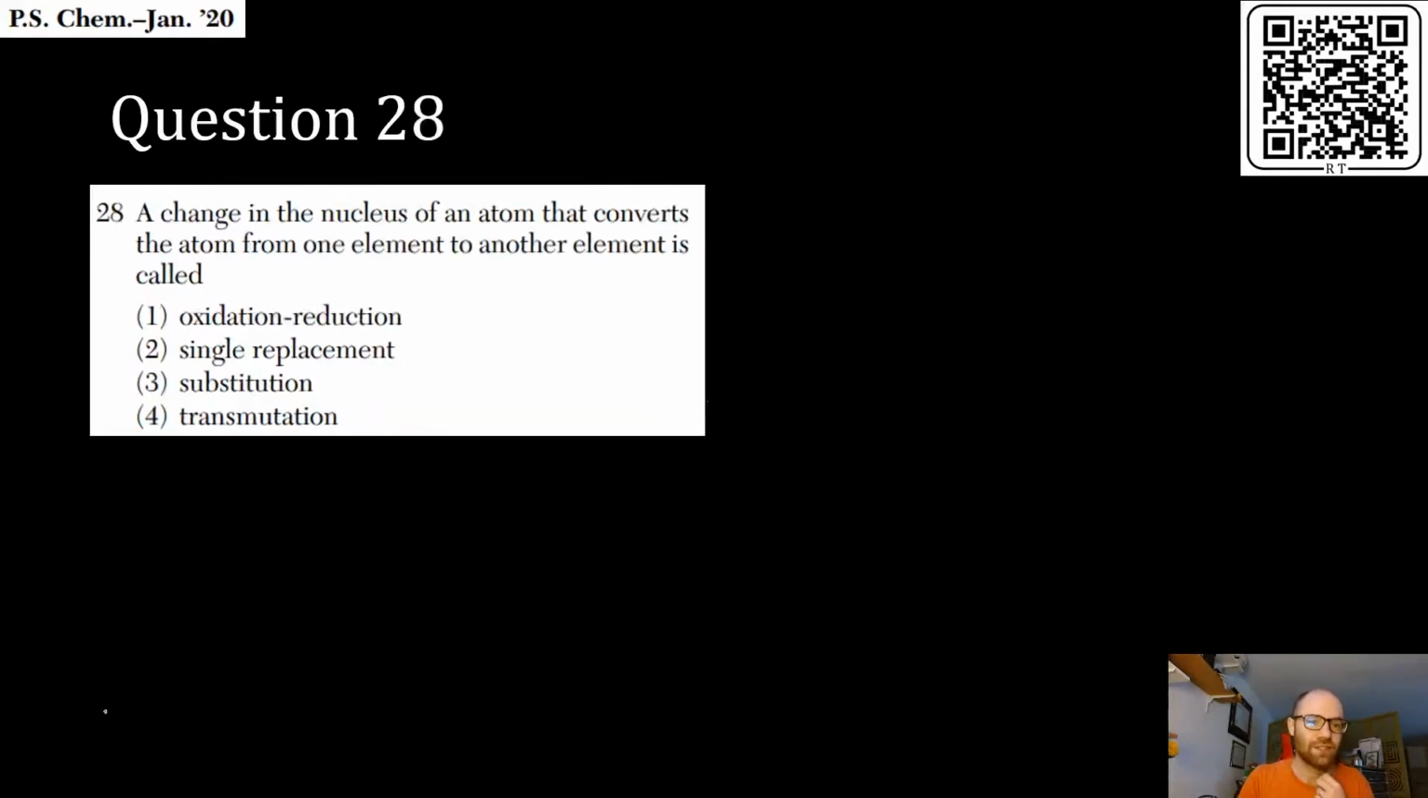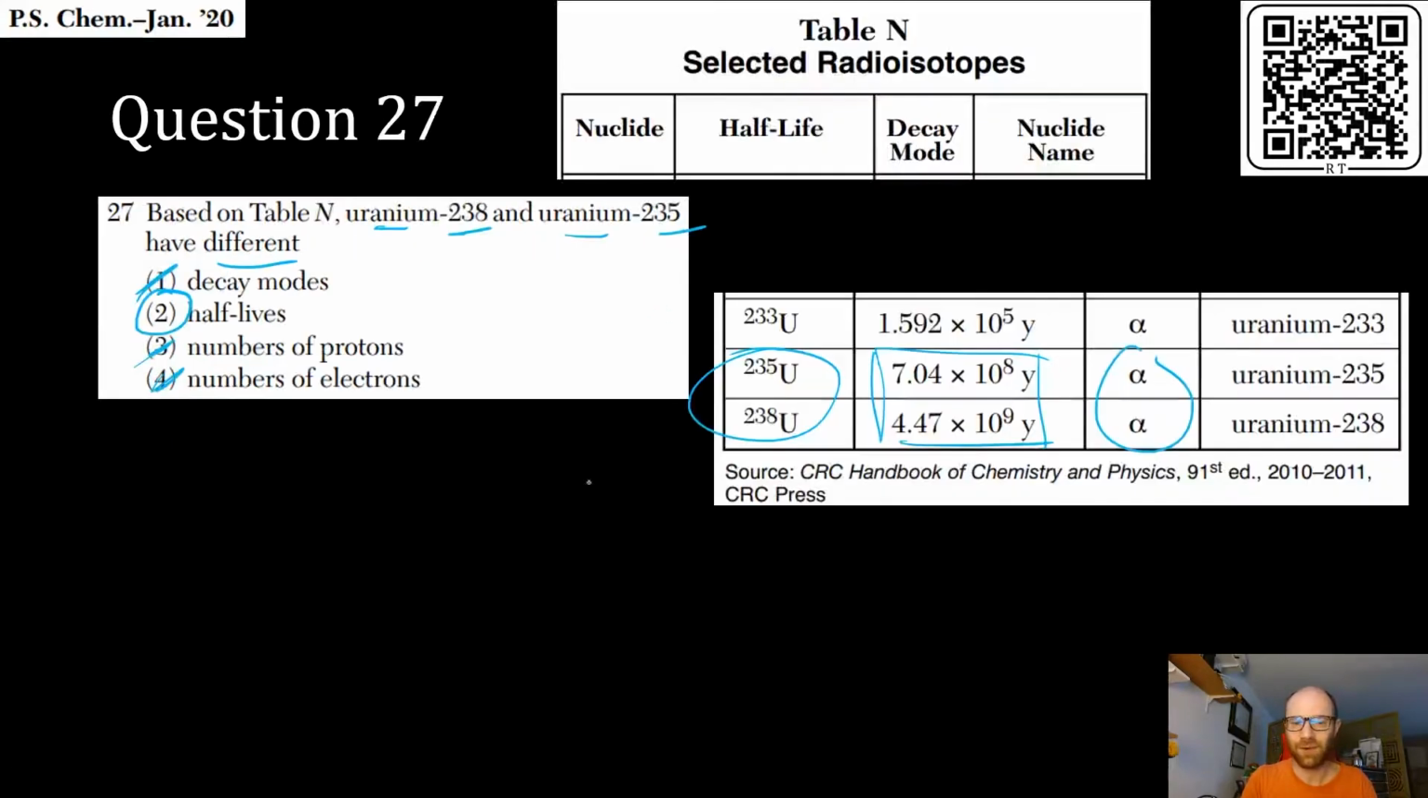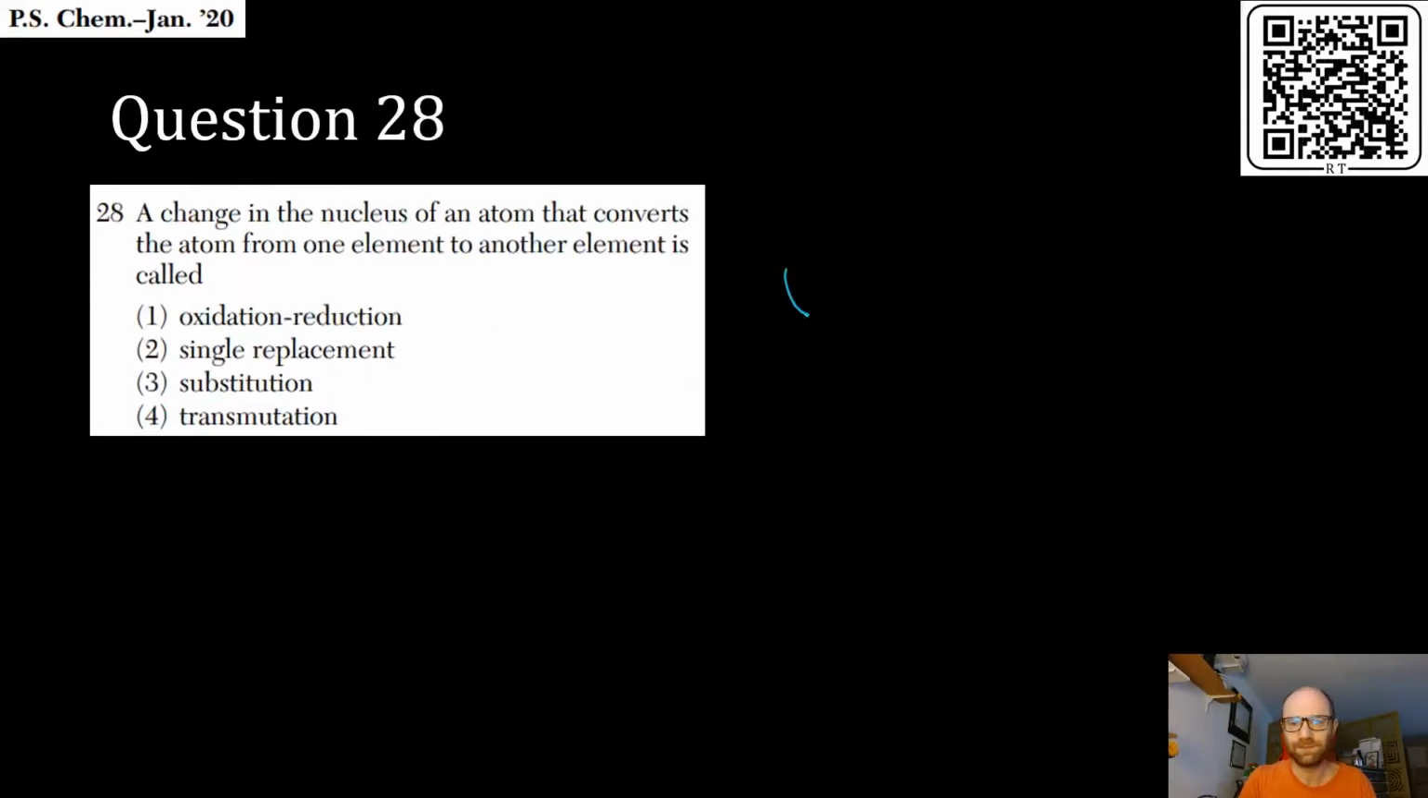28. The charge in the nucleus of an atom that converts the atom from a change. Ooh, I read the word wrong. A change that converts an atom from one element to another. So if we wanted to go back really quick, let's take this U-238 for an example. An example reaction here would be a change that creates something else.